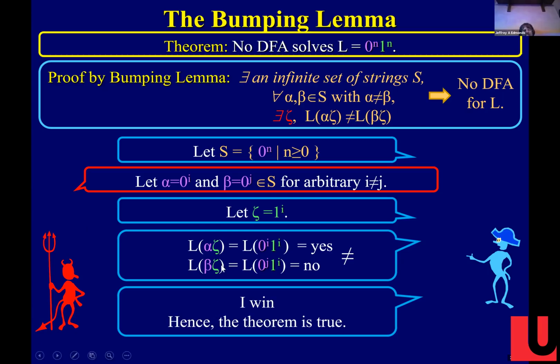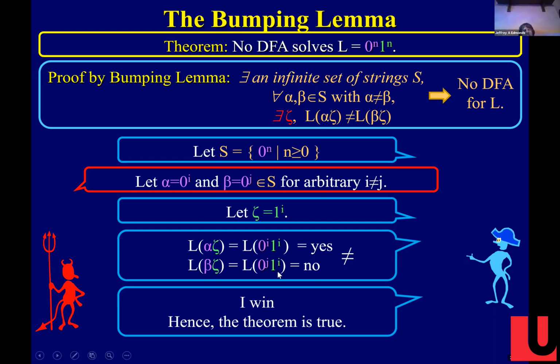Well, let's see if I was lucky. Let's check. Is beta zeta a yes? Well, beta zeta is J zeros followed by I ones. And we know I and J are different. So is that a yes? No, that's a no. So if you pick the zeta as 1J, it's going to change the terms, right? That's just as good. That would have been just as good.